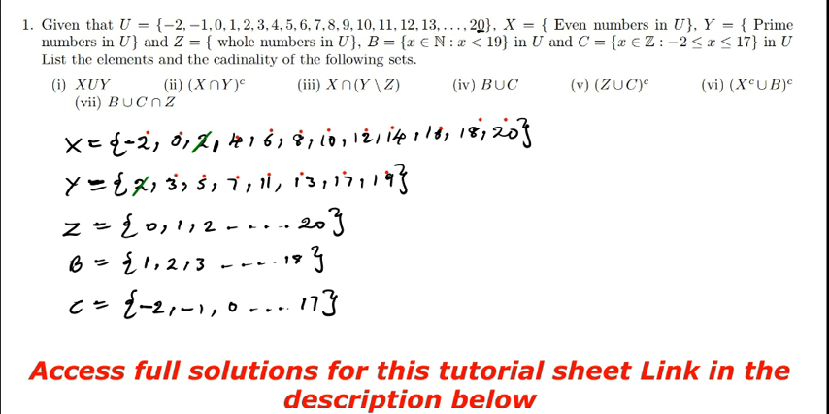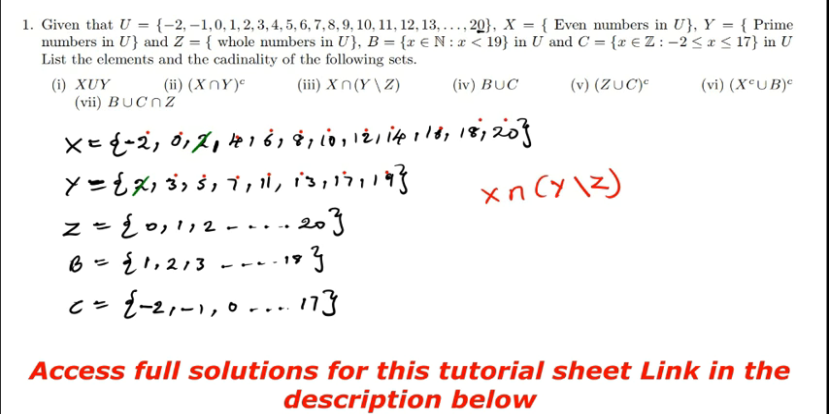Then let's deal with this question, which is question 3. We have X intersection open bracket Y Z. This symbol simply means the difference of the set.